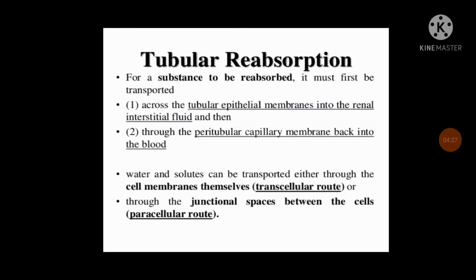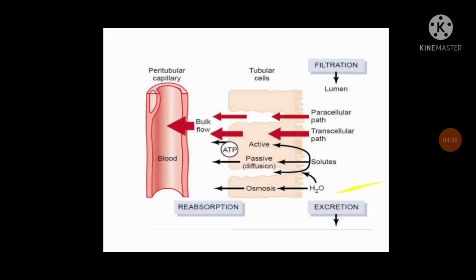For a substance to be reabsorbed, it must first be transported. For that, the substance has to cross the tubular epithelial membrane into the renal interstitial fluid, then through the peritubular capillary membrane back into the blood. Water and solutes can be transported either through the cell membranes themselves, which is called the transcellular route, or through the junctional spaces between the cells, which is called the paracellular route.